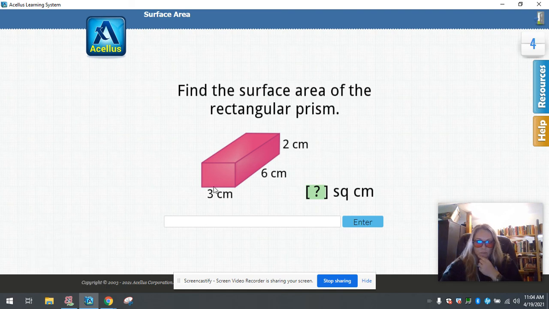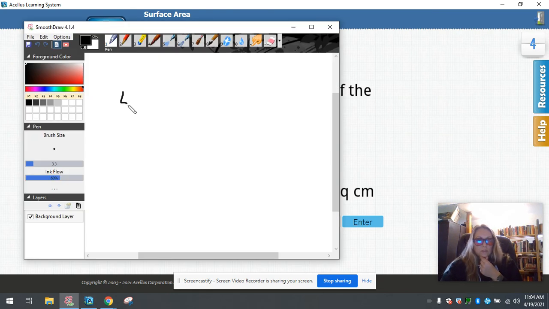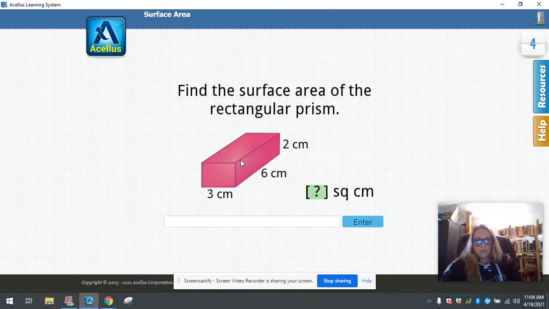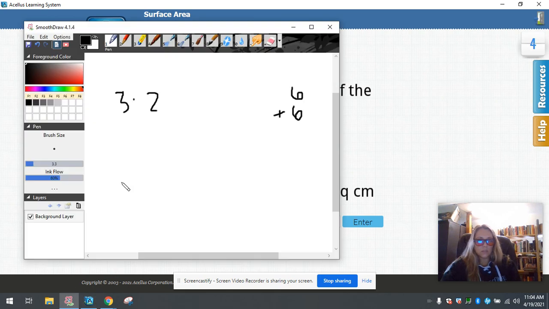So let's do the front one first. The 2 is labeled back here, and we know that that is the same as this length. So I'm going to go 3 by 2 to get my front and back sides areas. And if I do 3 times 2, I get 6. And I remember there's 2 of them. And then I'm going to do this next one, these side ones, and that's 2 by 6. And 2 by 6 is 12. And again, I have 2 of them.